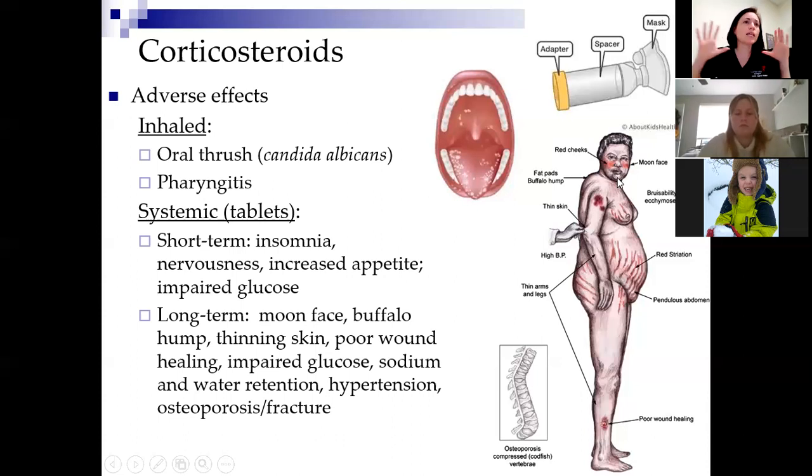They call it moon face. It's like a swelling, basically, so the face looks very round. And then the buffalo hump is like a fatty deposit on the back of the neck, thinning of the skin, impaired glucose, sodium and water retention. So there's swelling and edema, hypertension, osteoporosis, and fractures. It's nothing that you want to be on at high dose for a long time. Some people do because of chronic conditions, but it's not ideal.